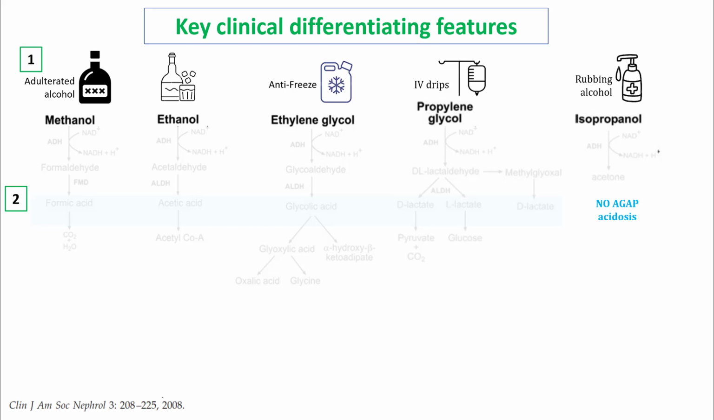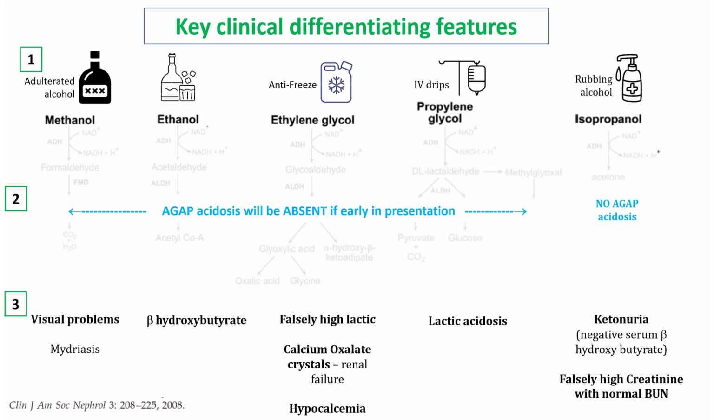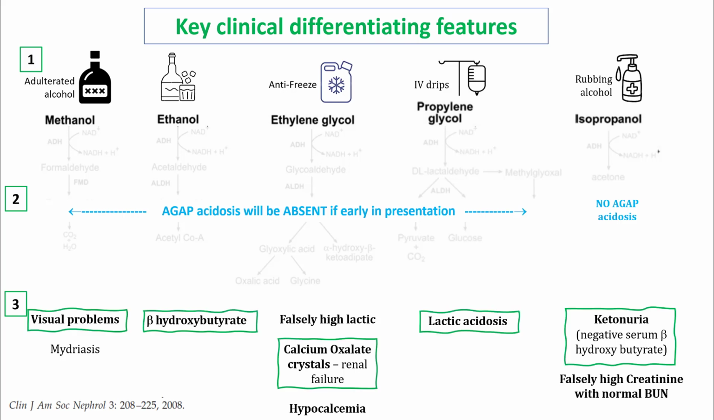Methanol, ethanol, ethylene glycol, and propylene glycol result in acid formation. You will have anion gap acidosis, while isopropanol overdose will have no anion gap. However, if you are presenting very early in the course, you will not have any anion gap in either of these 4. Try to remember the differentiating clinical features between these 5 alcohols.